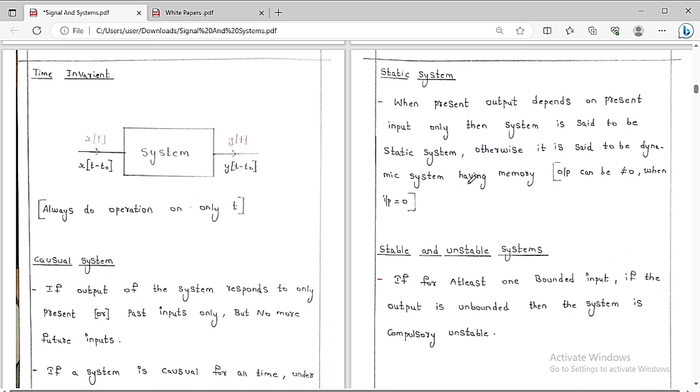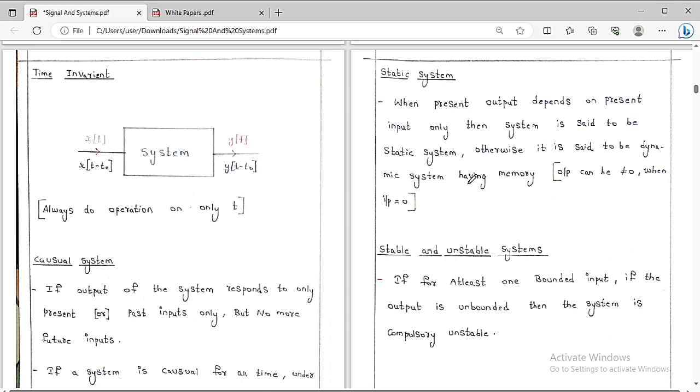So finally, I can say a static system is one where the present value of the output depends only on the present value of the input, but not on the past values of the input. That means there is no memory to store the past values of the input. Whereas a dynamic system is one where the present value of the output depends on the past values of the input. So in the case of a dynamic system, even if the present input is equal to 0, because of past inputs the output is still not equal to 0. These points you always have to keep in your mind.